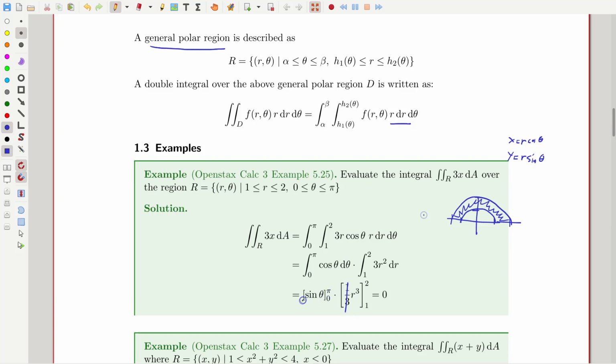So this is what you would get after you do the integration, and then you should evaluate. But this evaluation is actually quite straightforward because cosine is going to be 0 when evaluated at both 0 and at pi. So that makes this entire product into 0. That's why we get that at the end.